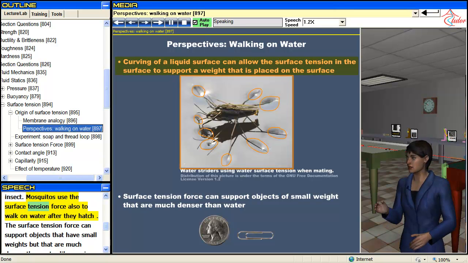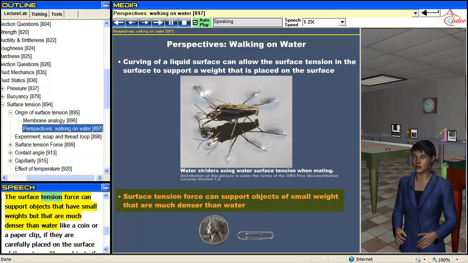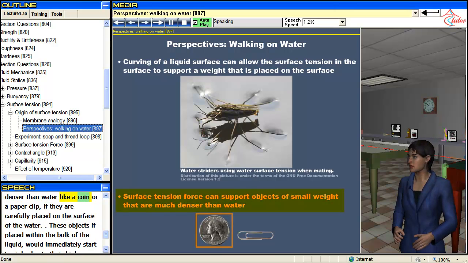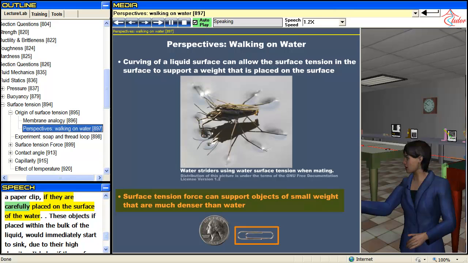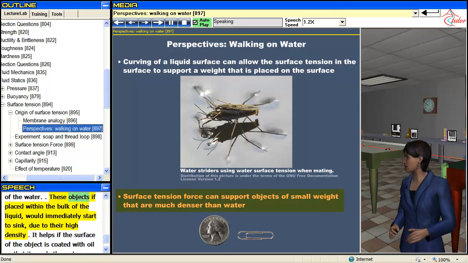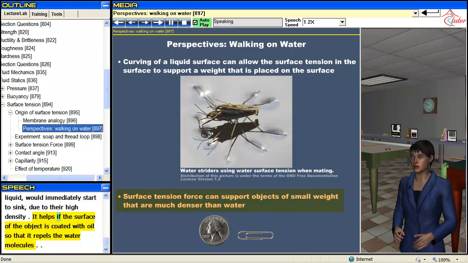Mosquitoes use the surface tension force also to walk on water after they hatch. The surface tension force can support objects that have small weights but that are much denser than water, like a coin or a paper clip, if they are carefully placed on the surface of the water. These objects, if placed within the bulk of the liquid, would immediately start to sink, due to their high density. It helps if the surface of the object is coated with oil so that it repels the water molecules.